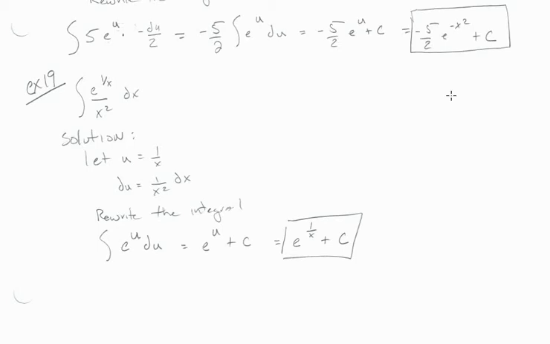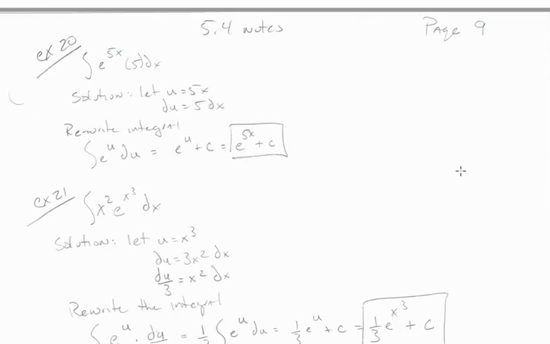We just rewrite the integral as e to the u du. Then we take the antiderivative of e to the u, which is e to the u plus c. So we end up with e to the 1 over x plus c because we're substituting 1 over x back in for u. So it looks complicated, but it's a very simple problem.